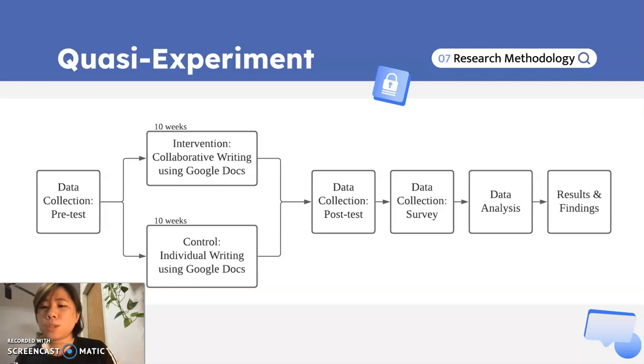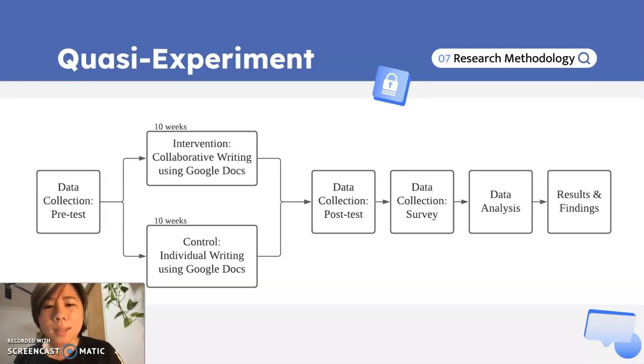So what we're going to do is first we're going to collect data, a pre-test collection. The pre-test collection would include the writing assessment and also a survey on the students' or the learners' engagement and motivation. Then we're going to go into 10 weeks of intervention and control. So the intervention group would receive instructions on collaborative writing using Google Documents. And for the control group, they will be receiving individual writing assignments using Google Documents.